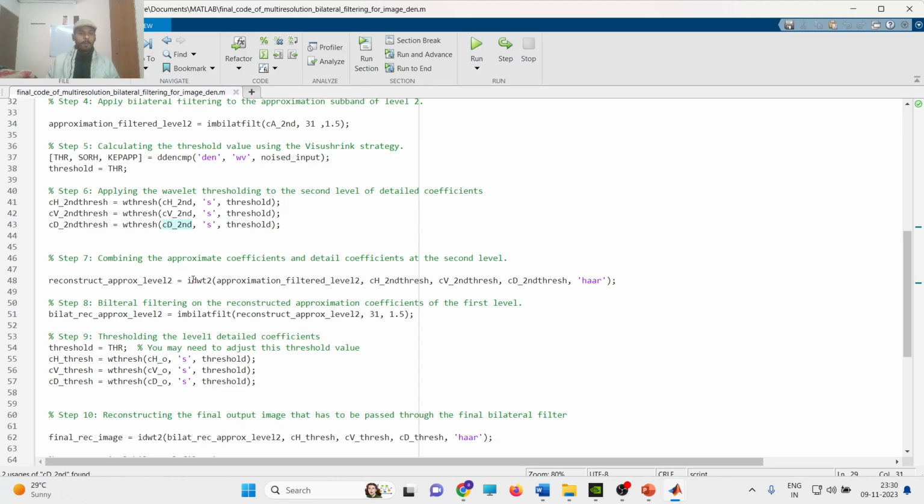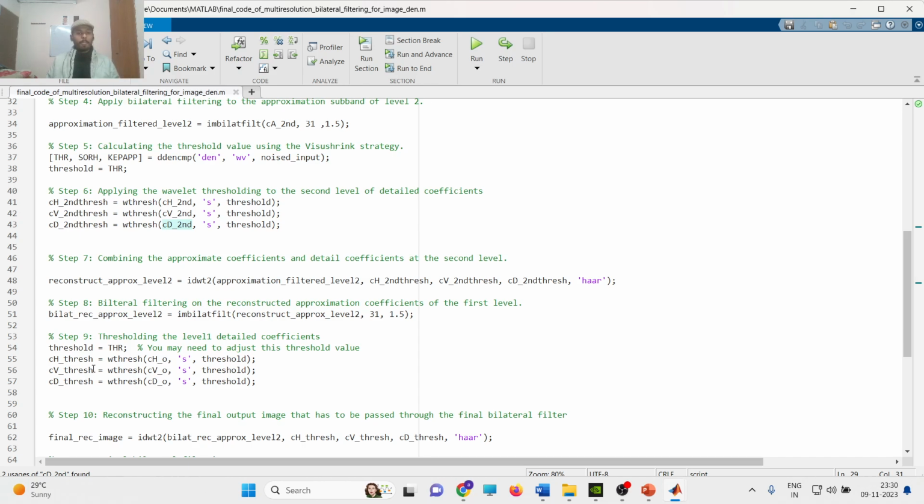Now we are at the second level, and now we are reconstructing. So IDW2 is the inverse discrete wavelet transform, which is reconstructing the whole thing. We give it the filtered approximation coefficient of the second level and the thresholded detail coefficients of the second level. This gives me the reconstructed approximation coefficients. Then again we have to apply bilateral filtering on the approximation coefficient that we just reconstructed. So we are just using imbilatfilt to do the bilateral filtering.